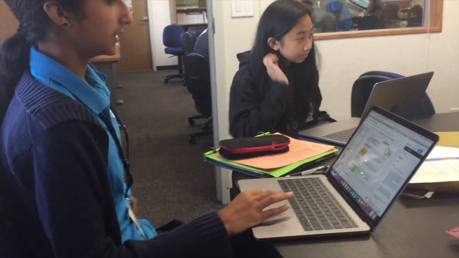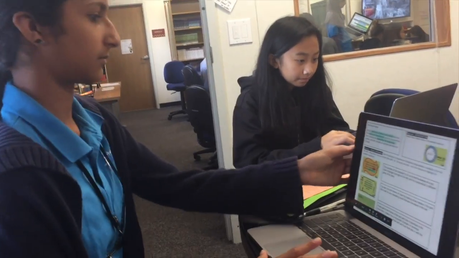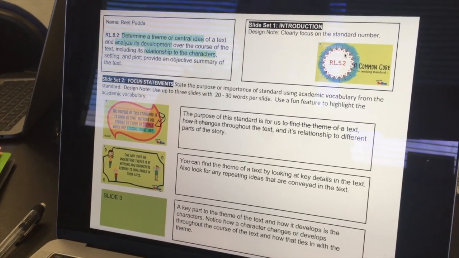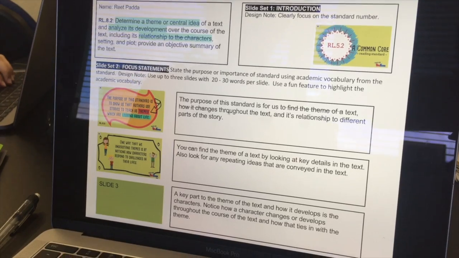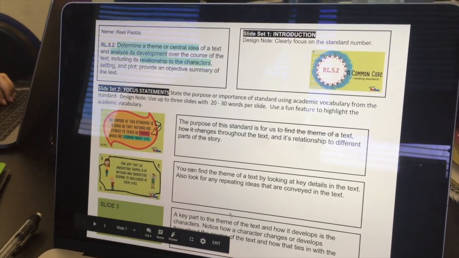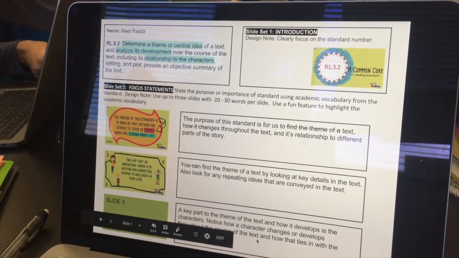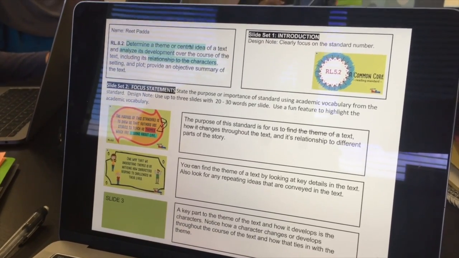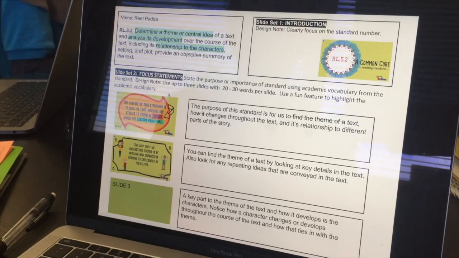Right now we're working on the ELA POP script, which is like the math POP script, except you have your name, you have your standard and the standard description. You're supposed to highlight the parts of the standard that you're focusing on in your video. You also want to make sure you have focus statements, like the purpose of the standard, how you can find the theme, or anything that relates to the parts that you highlighted. So I highlighted "determine a theme or central idea." One of my focus statements was how you can find the theme of a text.